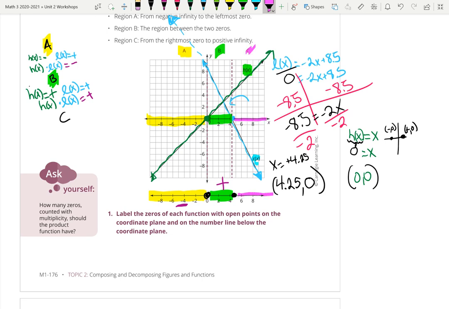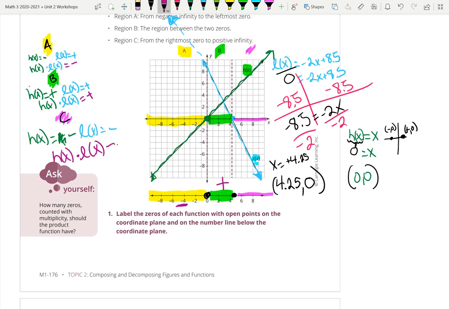Okay, region C. Well, what is the behavior of line h of x? It is above the x-axis. I see it right here. It is above, so it's going to be positive. Notice below, L of x is below, so it's going to be negative. So what is the product? What is h of x times L of x?